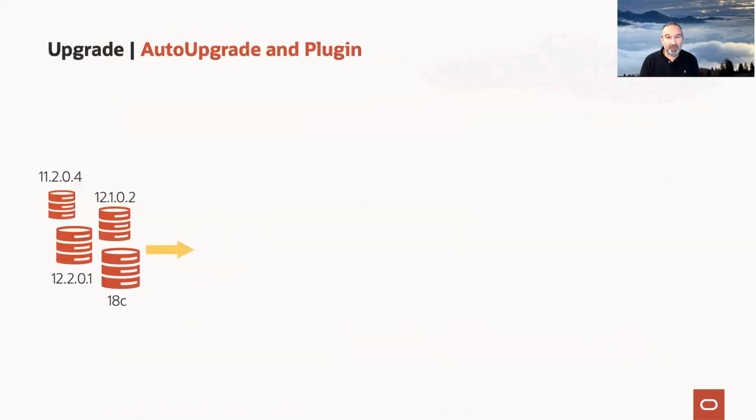Now, what does AutoUpgrade do for you? So we have this database estate. It must be at minimum 11.2.0.4. So everything 11.2.0.4 or newer, AutoUpgrade can upgrade. And then you download a tool. The tool is small, just 2 megabytes in size.